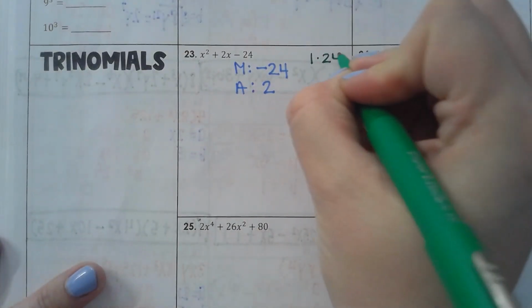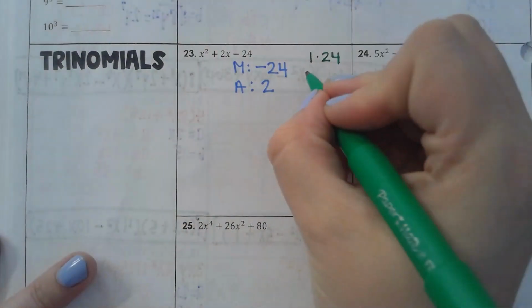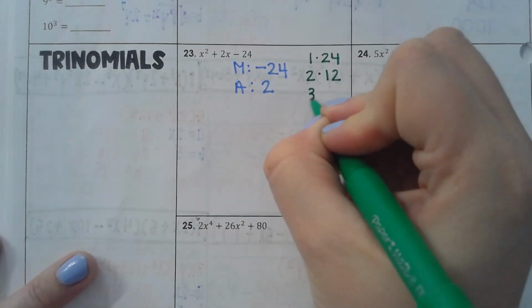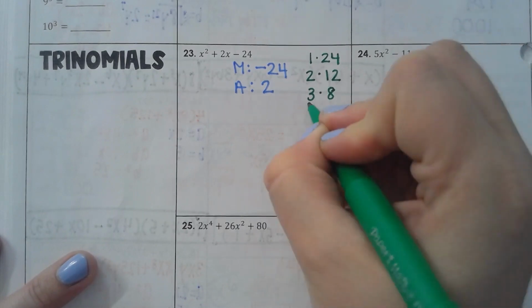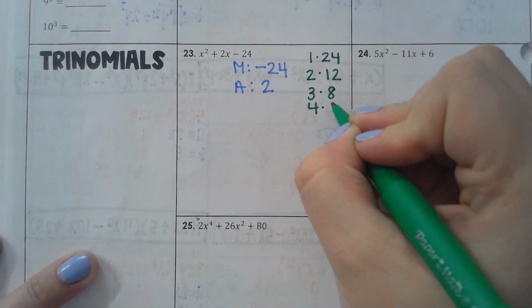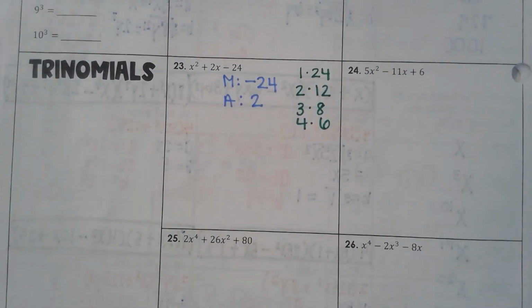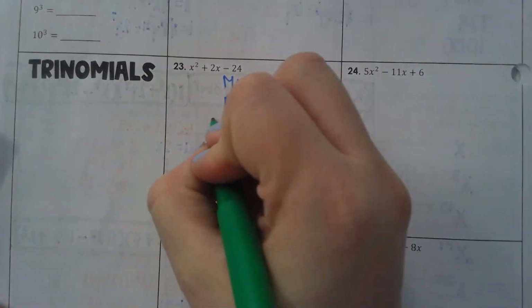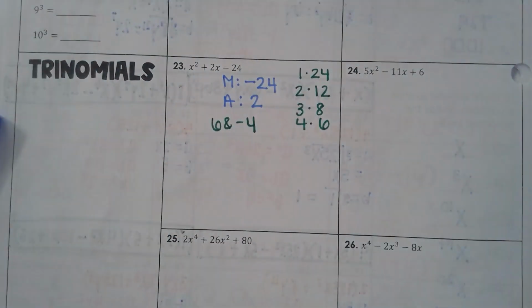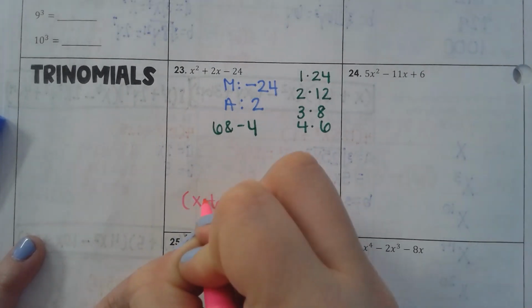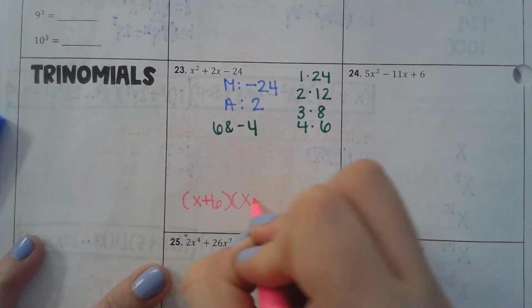Well, let's start at the beginning. 1 and 24, 2 and 12, 3 and 8, 4 and 6. Now one of these has to be negative, and I have to add to be positive 2. How am I going to do that? 6 and negative 4. So my factors are x plus 6 and x minus 4.